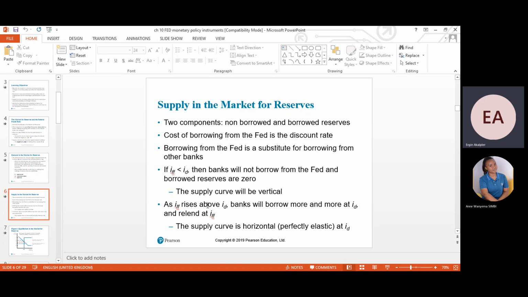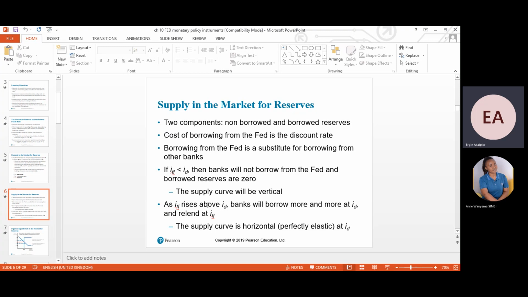The supply in the market for reserves has two components we are considering here, as I mentioned: non-borrowed and borrowed reserves. The cost of borrowing from the Federal Reserve System is the discount rate, which is very popularly used as a monetary policy tool. Borrowing from the Federal Reserve System is a substitute for borrowing from other banks. If the federal funds rate is less than the discount rate, then banks will not borrow from the Federal Reserve System, borrowed reserves are zero, and the supply curve will be vertical.